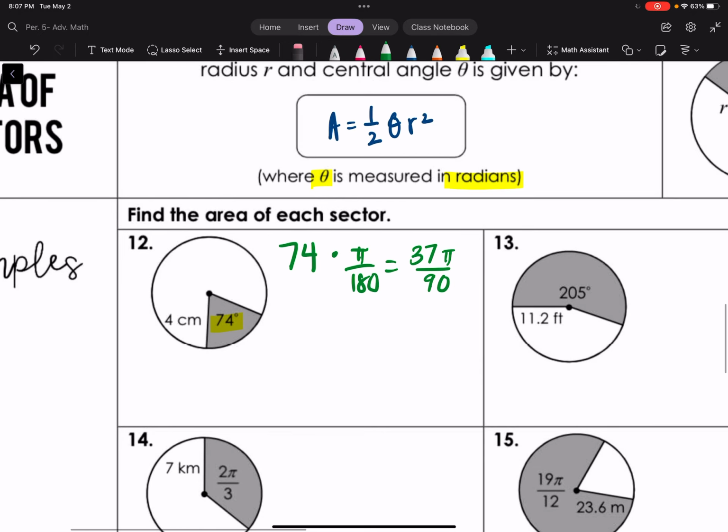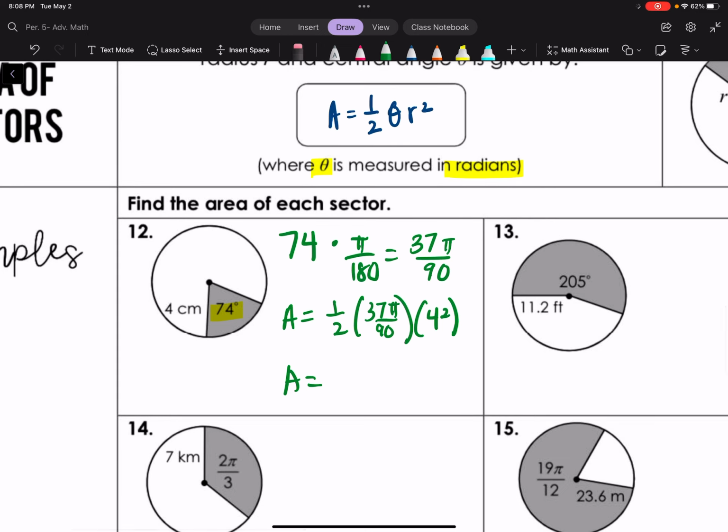Now to find the area, you're just going to substitute it into your formula. So you're going to have A is equal to 1/2 theta, which is 37 pi over 90, all times r squared, and your r in this case is 4. Now this, you can just type directly onto your calculator, or you can do it piece by piece. These directions do not tell us to have it in exact form and decimal form, so honestly, just going straight to decimal form is okay.